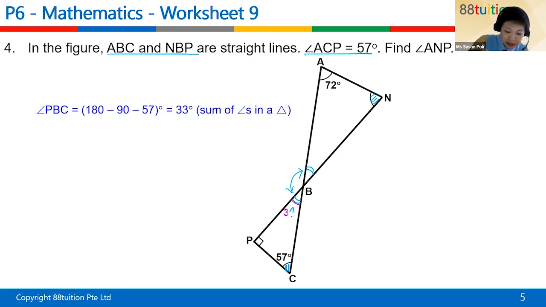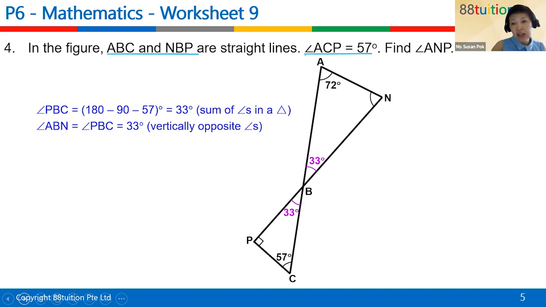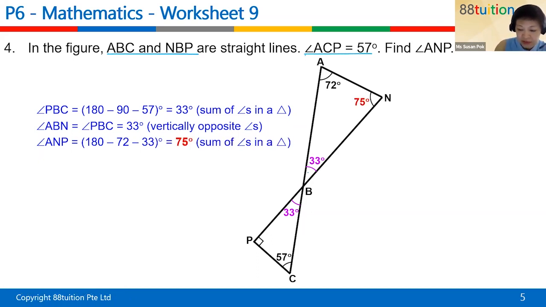Okay, so let's take a look here. You see, what you have here is 33 degrees for this corner here, because the sum of angles in the triangle adds up to be 180 degrees. And then the second thing is you have vertically opposite angles. As long as you see a cross, the corners of this cross must be the same. That will give you 33 degrees. Then the next step is 75, because 180 minus 72 minus 33 gives you 75. Okay, all right. Everyone following?